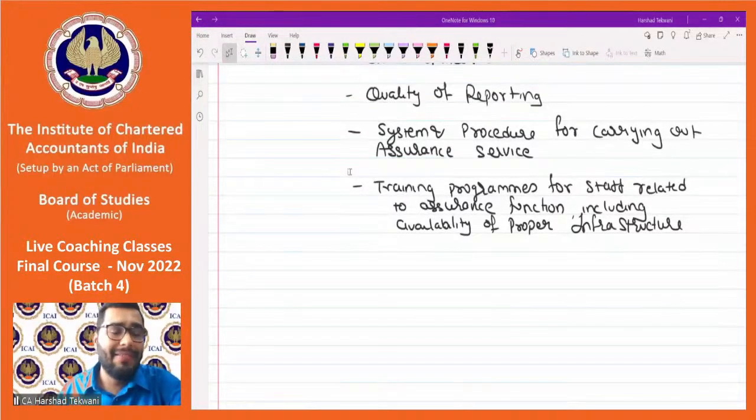Then the next area is compliance with the directions or guidelines issued by the Council. Now these guidelines can be related to fees that are required to be charged, the number of audits that we can take, the register for assurance engagements which are conducted during the year, and other records.